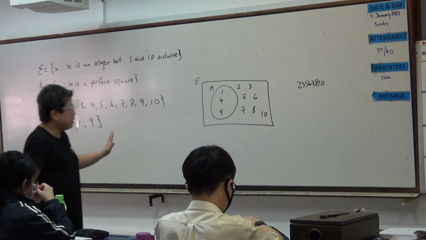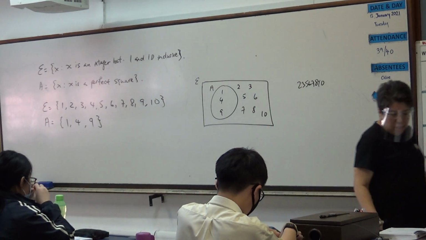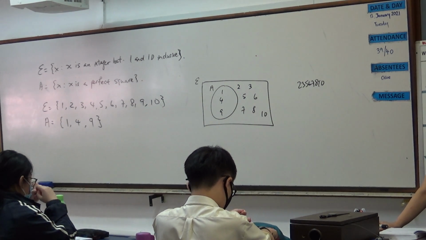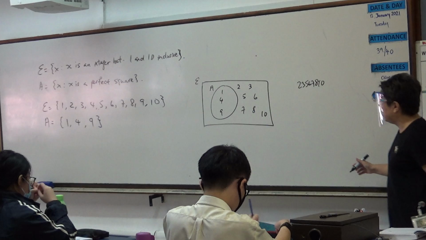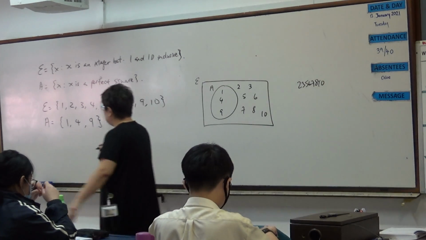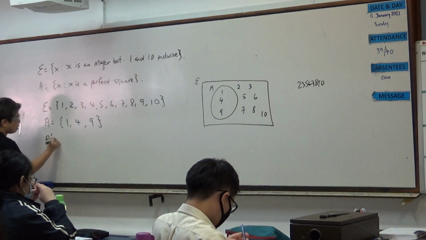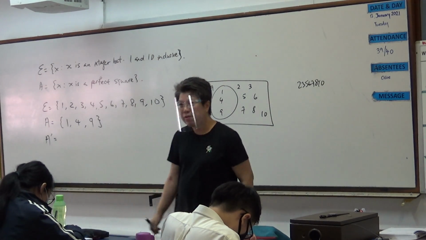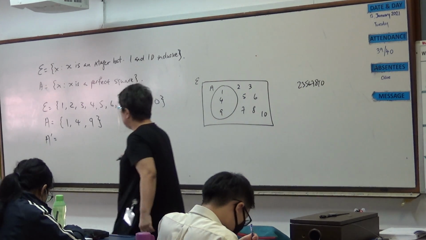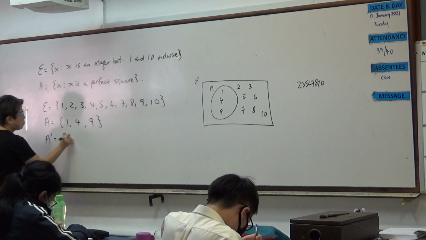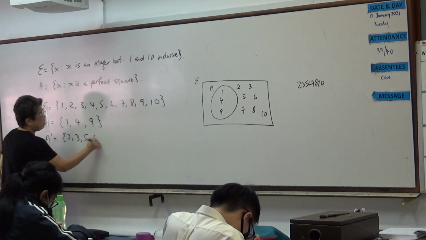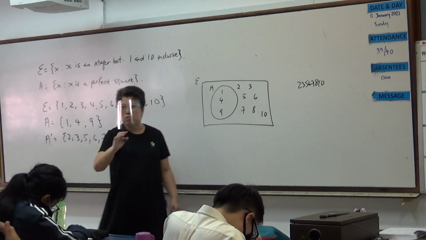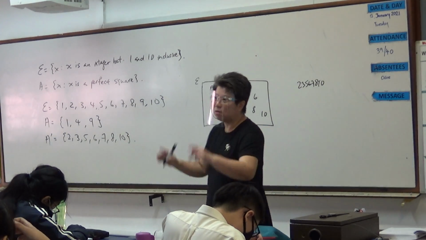Alright, now next. Part 3. From the Venn diagram, list all the elements in A complement in set notation. What do you mean by A complement, class? Those that are not in A. Even if I don't draw the Venn diagram, I can list the complement. Agree? So what's in the complement? Tell me. 2, 3, 5, 6, 7, 8, and 10. That's all. You don't even need the Venn diagram to list the complement.